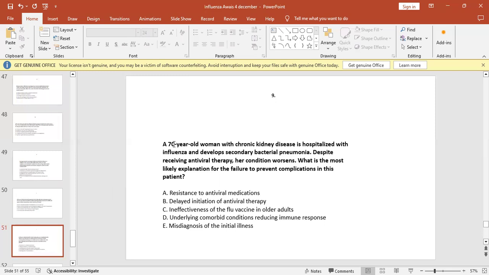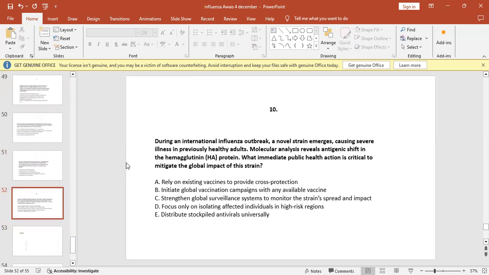And this is an old lady of 70 years and also has comorbid conditions. Last MCQ: during an international influenza outbreak, a novel strain emerges, causing severe illness in previously healthy adults. Molecular analysis reveals antigenic shift in the hemagglutinin protein. What immediate public health action is critical to mitigate the global impact of this strain?